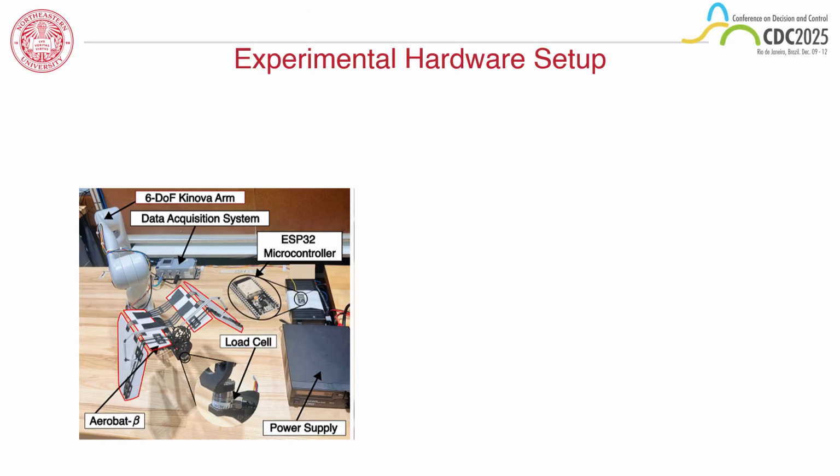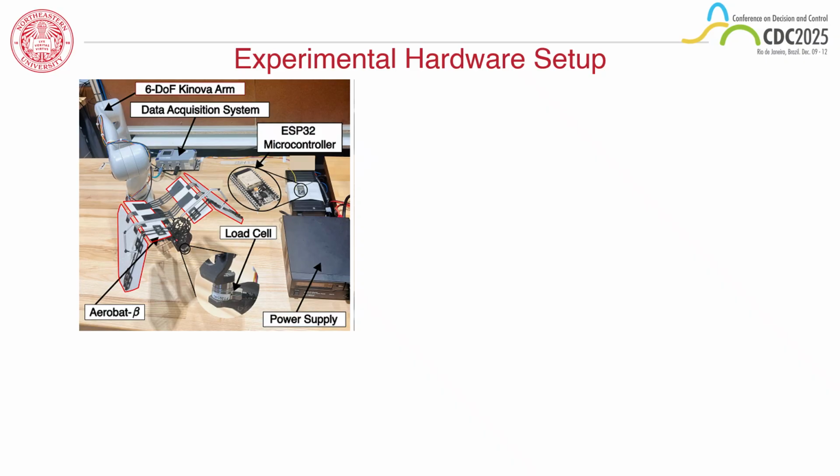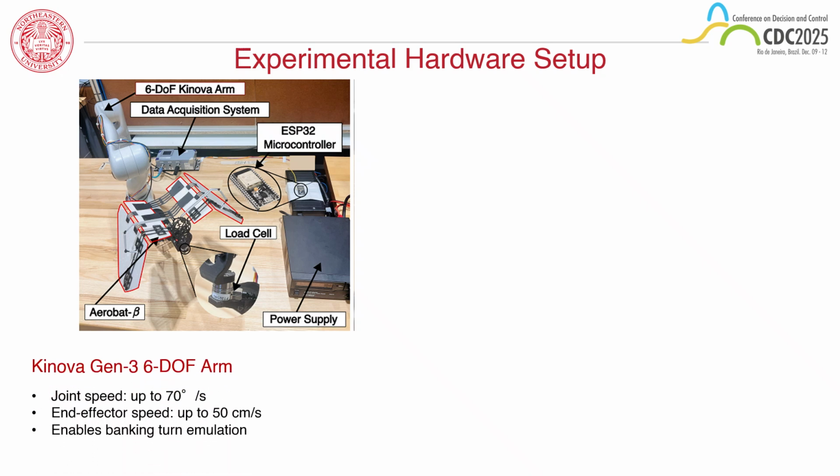Our experimental setup. On the left, you can see AeroBat version beta mounted on the end effector of a Gen 3 6DOF Kinova robotic arm. The arm provides joint speeds up to 70 degrees per second and end effector linear speeds up to 50 centimeters per second. This allows us to emulate banking turn trajectories while the robot is flapping.